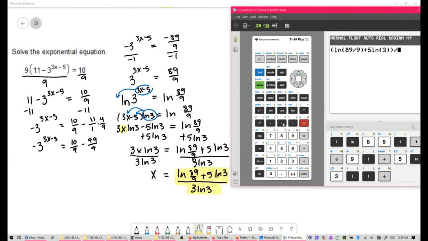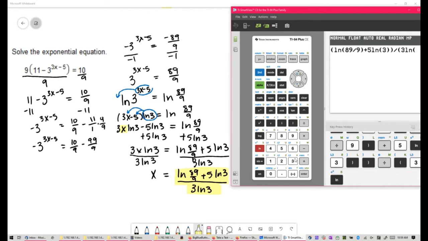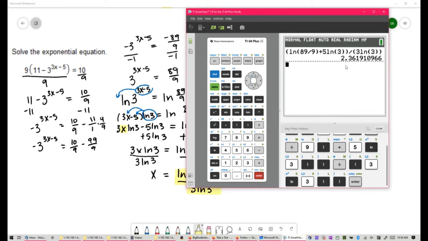And in the denominator, I also need parentheses to make sure the calculator knows that all of that 3 natural log of 3 is in the denominator. And I close parenthesis for the log and close parenthesis for the denominator. So we get an approximate value of, let's round to, say, 3 decimal places. That would be 2.362.